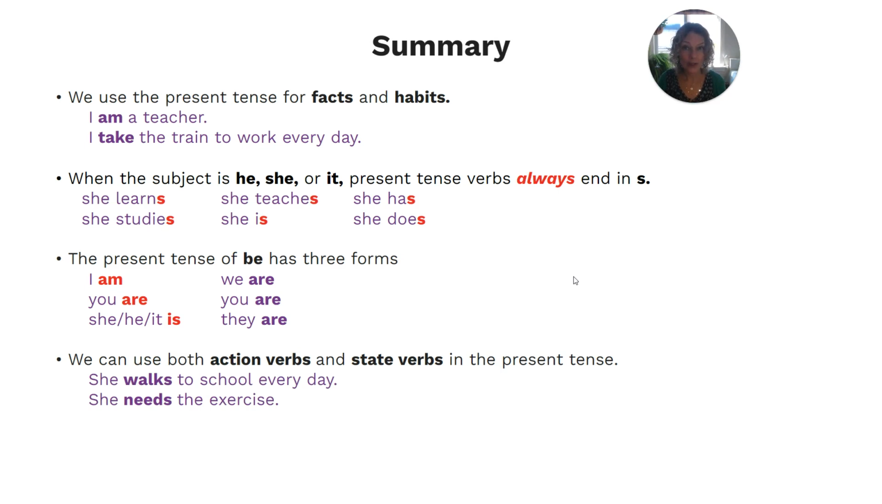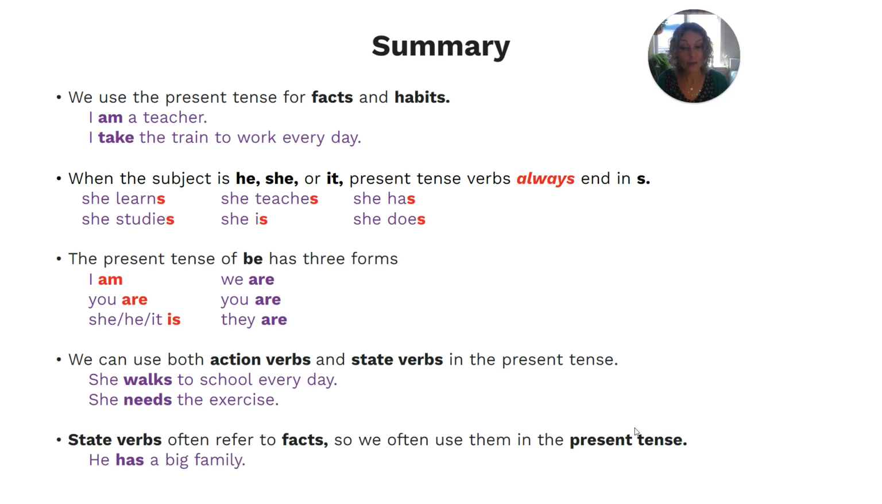However, if you are using an action verb, it needs to be referring to a habit or a fact. She walks to school every day, and she needs the exercise. So walks is an action verb, but we're referring to a habit. And needs, that's a state verb, but it is a fact. Okay. State verbs often refer to facts, so we often use them in the present tense, as in, he has a big family. It would be incorrect to say he is having a big family.